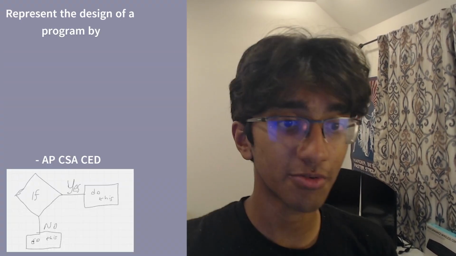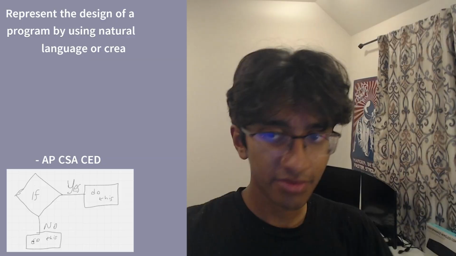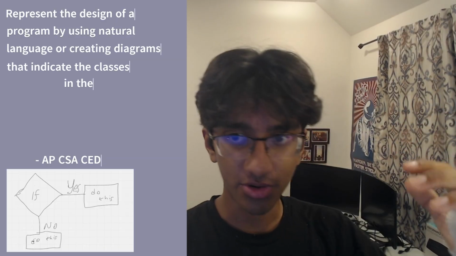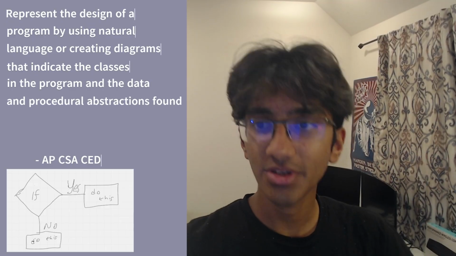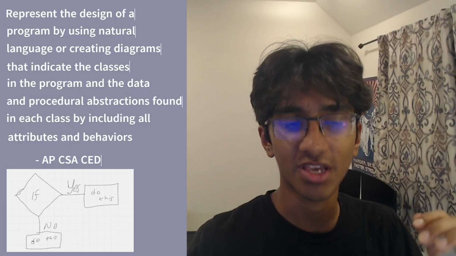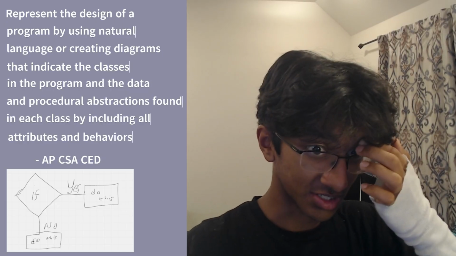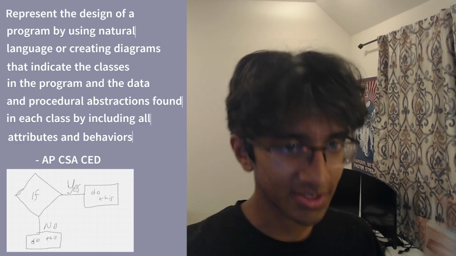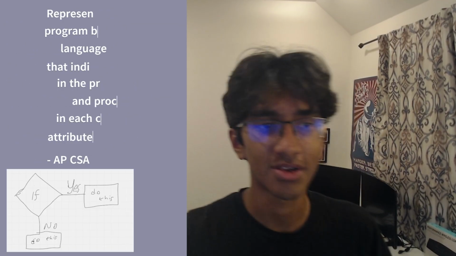Okay, 3.1 is all about representing the design of a program by using natural language or by creating diagrams to indicate the classes in the program and the data and the procedural abstraction found in each class by including all attributes and behaviors. Now, that's the formal definition that is written in the AP CSA course exam description. But let's break that down. That was a lot of words.